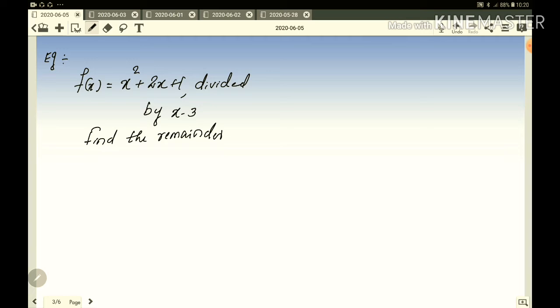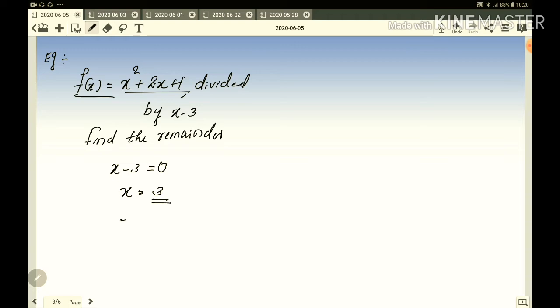Look here. f of x is given. It's a polynomial, a quadratic, right? Then you are going to divide by x minus 3. Find the remainder. So what you have to do, first take the divisor, x minus 3, equate to 0 and find the value of x. What is that? 3.